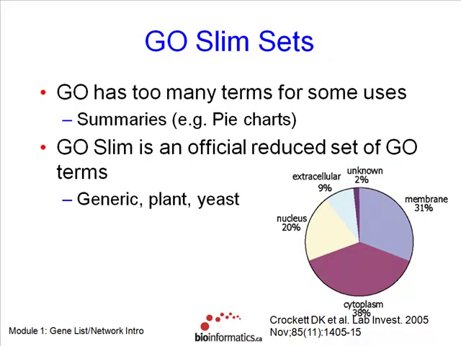A couple of other useful tips for Gene Ontology. There's so many thousands of terms that some people have difficulty using it, especially for high-level summaries. Often you might want a pie chart in your paper that says, I have 1,000 genes, and I just want to give a sense of where they're located in the cell. For these types of applications, there's something called GO Slim, which is a reduced set of GO terms that's official and made available on the Gene Ontology site. There's a few different ones: a generic one, a plant one, a yeast one, and you can use these sometimes for high level views.